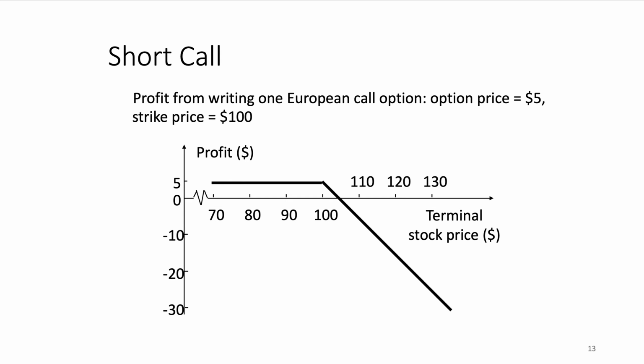Now, short the call. The short call is the seller. If you take the short position, you receive $5 upfront. Usually you think it will not go up, but if it goes up, then you have to pay. That is your loss. Now this is for the short position. If I add both together, it's a zero-sum game. One person's gain is another person's loss.